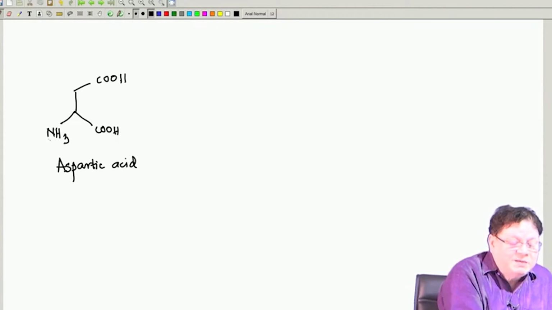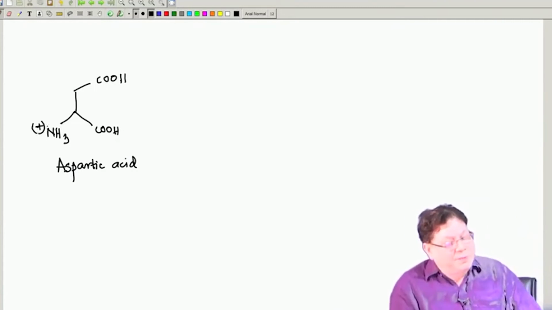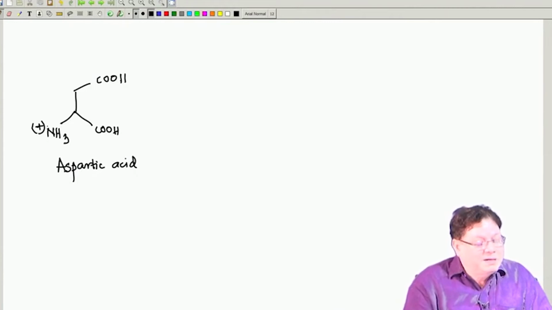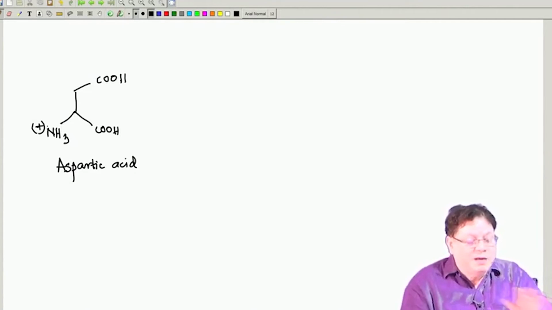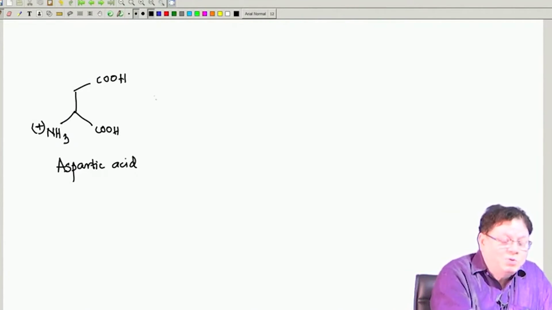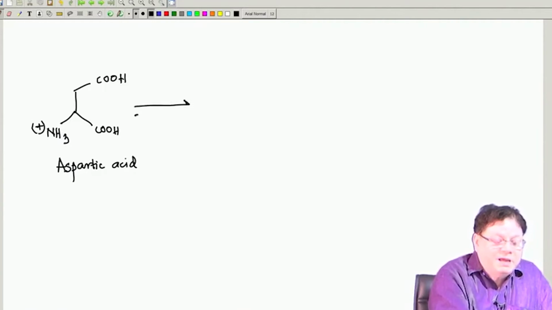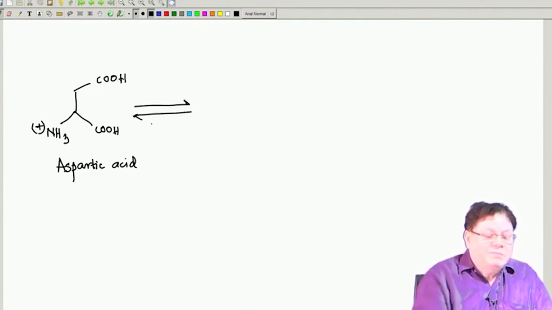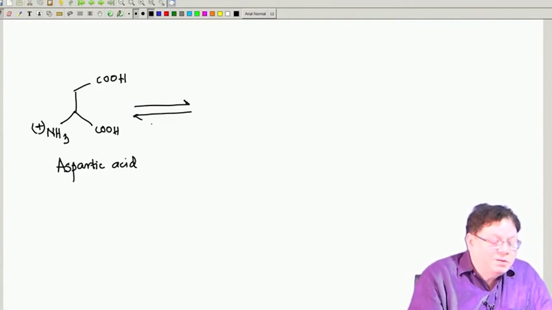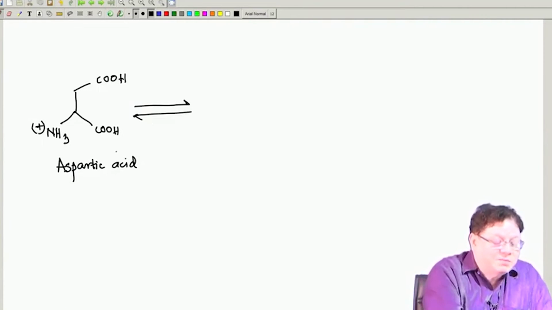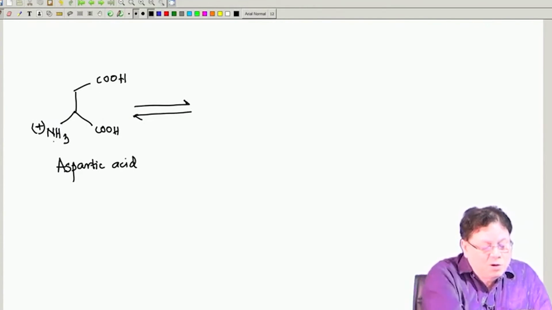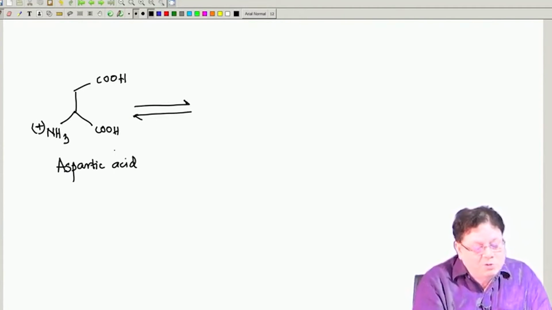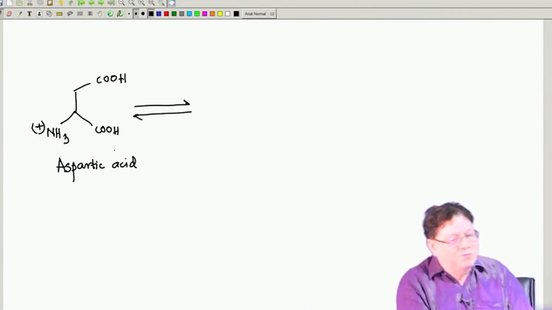Now, aspartic acid, if you take it in an acid medium like pH 1, then it will be present in this form: NH3+, CO2H and CO2H. Now, what will happen if you try to raise the pH, add alkali slowly? One of these acids is stronger than the NH3+. So, one of these acids will now lose a proton. The question is which acid will lose the proton first.